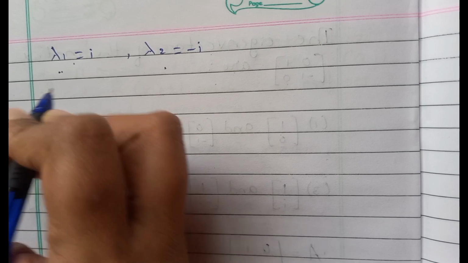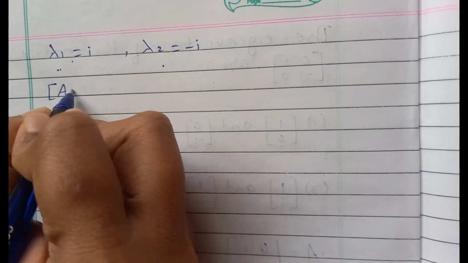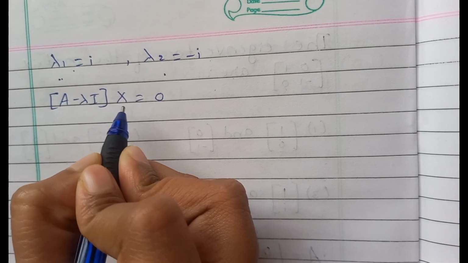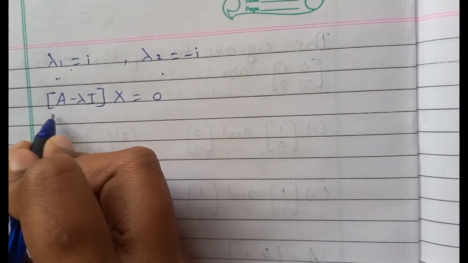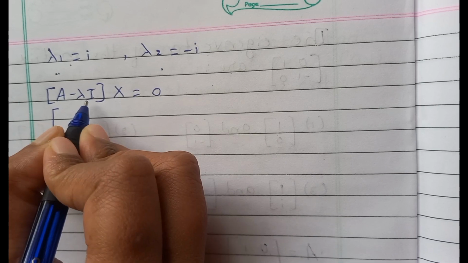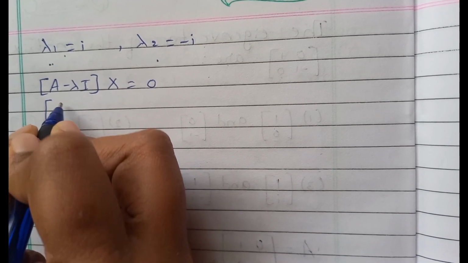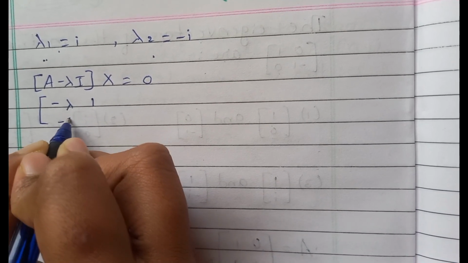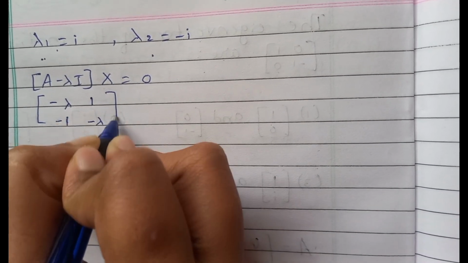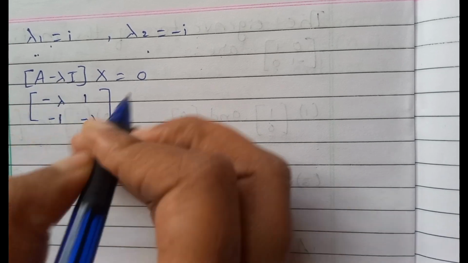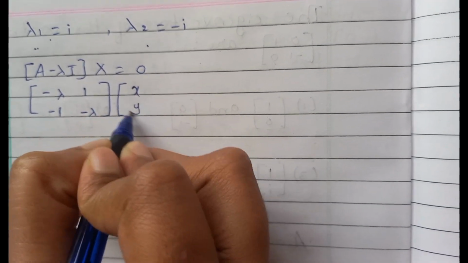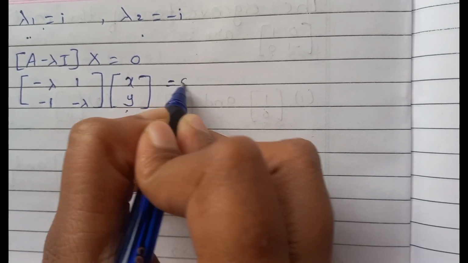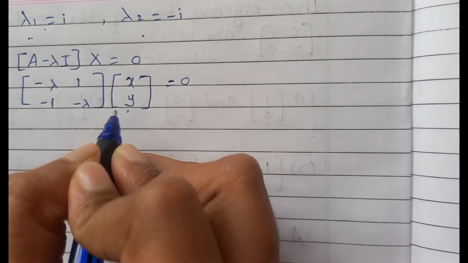To find the eigenvector, we have one equation, that is (A minus lambda I) into X is equal to 0. Here X is the eigenvector. We have to find this X only. A minus lambda I means the matrix minus lambda, 1, minus 1, minus lambda. Then X means x and y. This is a column matrix having unknown elements x and y. We have to find these x and y to find the eigenvector.